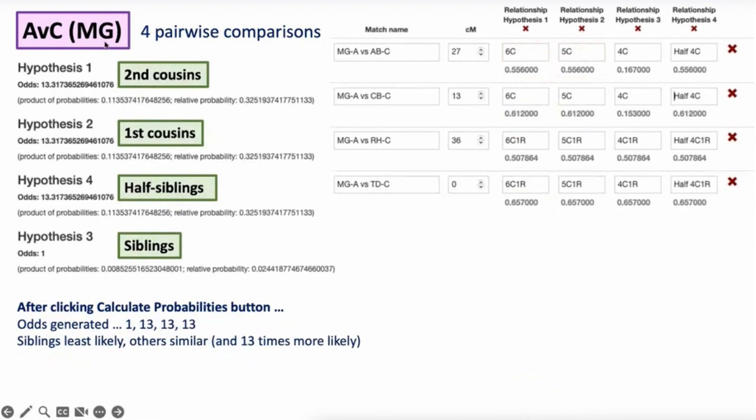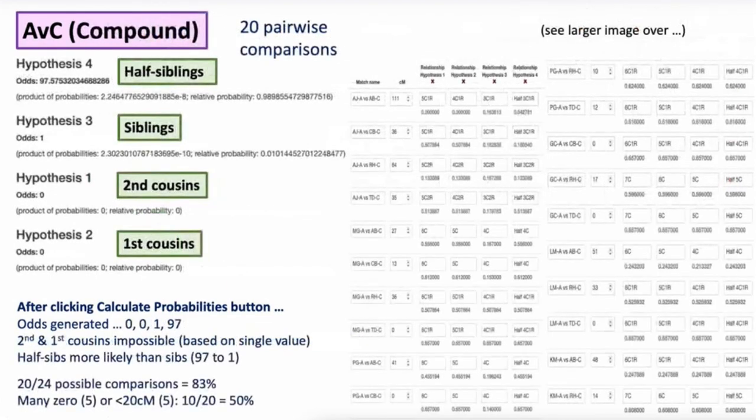The same analysis, Family A versus Family C using my data, the DNA is a lot less, and again, the probabilities, well, 3 of them were exactly the same. So there wasn't any major differentiation in this particular analysis, and even doing a compound analysis of everybody in Family A compared to everybody in Family C, 20 pairwise comparisons, half siblings came out on top with the odds of 97 to 1. And the hypotheses for second cousins and first cousins were ruled out.